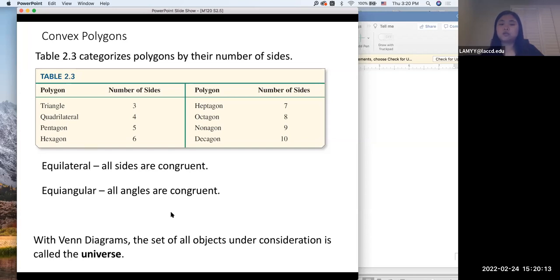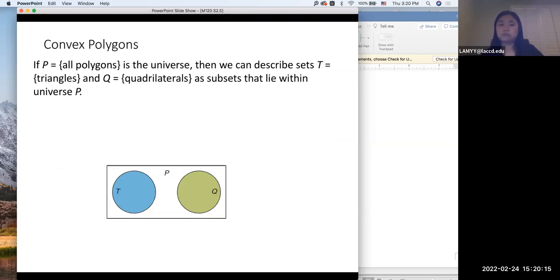So let's try to use the Venn diagram. The letter P, the rectangle here, represents all the polygons. And then we can have the T represent the triangle. And then the Q will represent your quadrilaterals. Okay, so a triangle has 3 sides. Quadrilateral is going to be 4 sides, right?